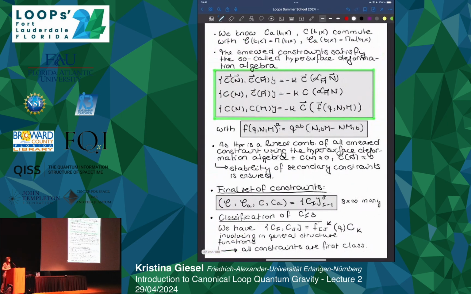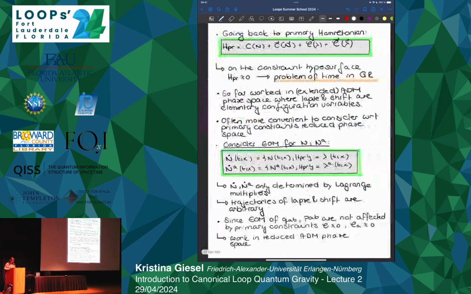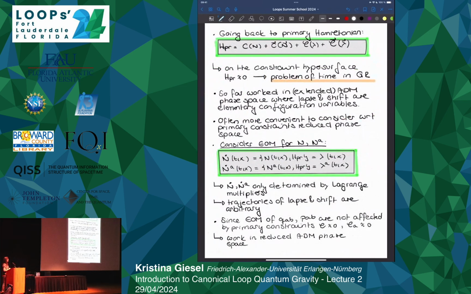And for this reason, one often goes to the so-called reduced ADM phase space, where you basically solve the primary constraints. So what I told you about the final set of constraints means that you can always decide to implement a subset of your constraints, and then you go to a so-called partially reduced constraint hypersurface. And one does this usually, so by taking these equations of motion into account, we realize they are only determined by lambda and lambda A, as I just explained.